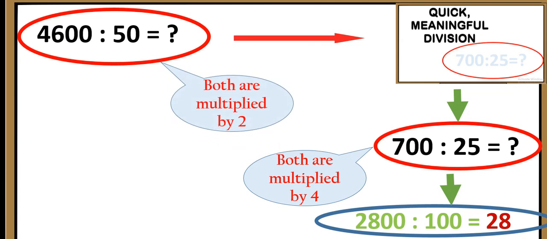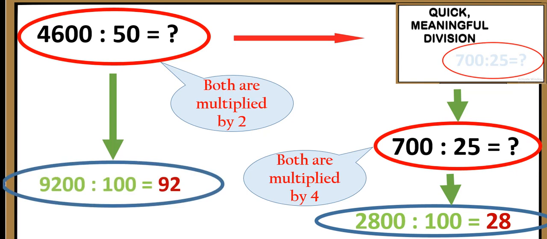In this case we can multiply both 4,600 and 50 by 2 in order to get 50 into 100. By multiplying both by 2, we get 9,200 divided by 100. Both 4,600 and 50 we multiply by 2. We get the result 9,200 divided by 100.